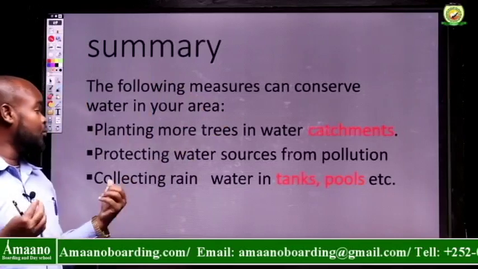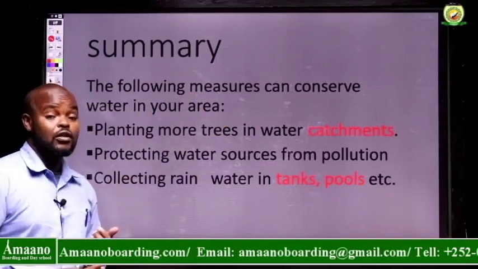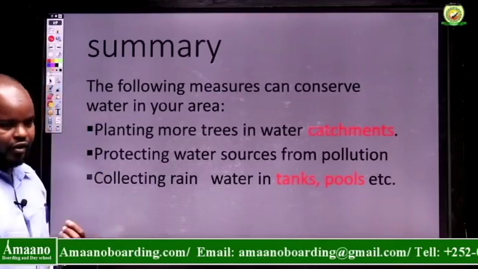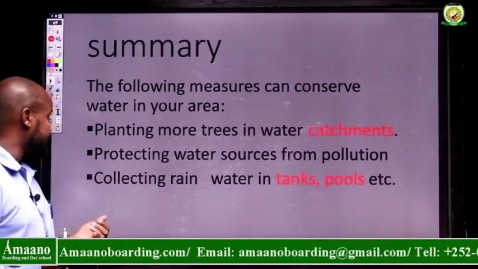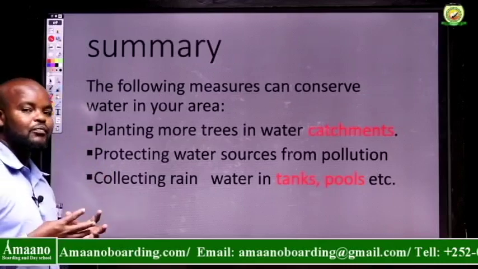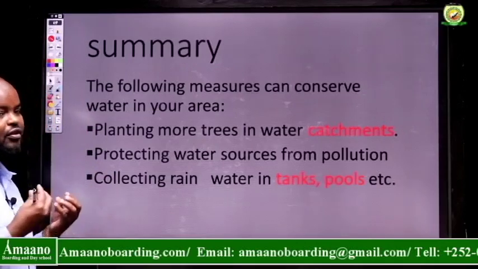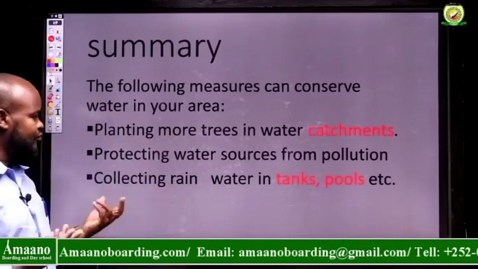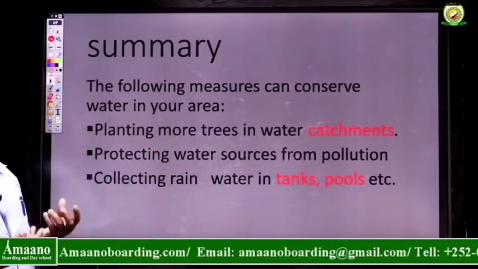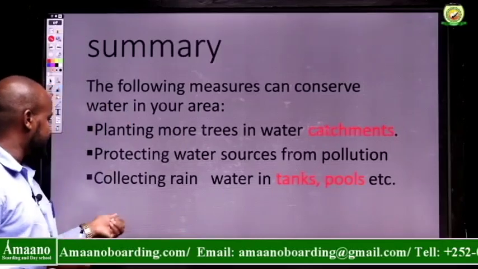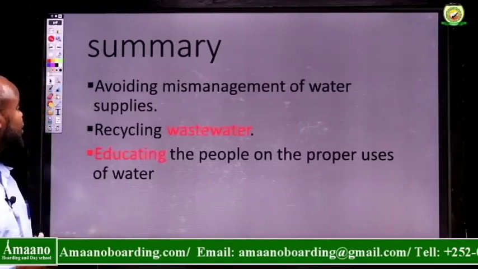Protect the water source from pollution. This is also another way to conserve water, because if the water gets polluted, it will not be safe to use. Collecting rainwater in tanks and pools. This is one thing that we don't make use of most of the time. The rainwater ends up going to the sea, and in a couple of months we talk of drought and famine. That's the problem we have in our country.